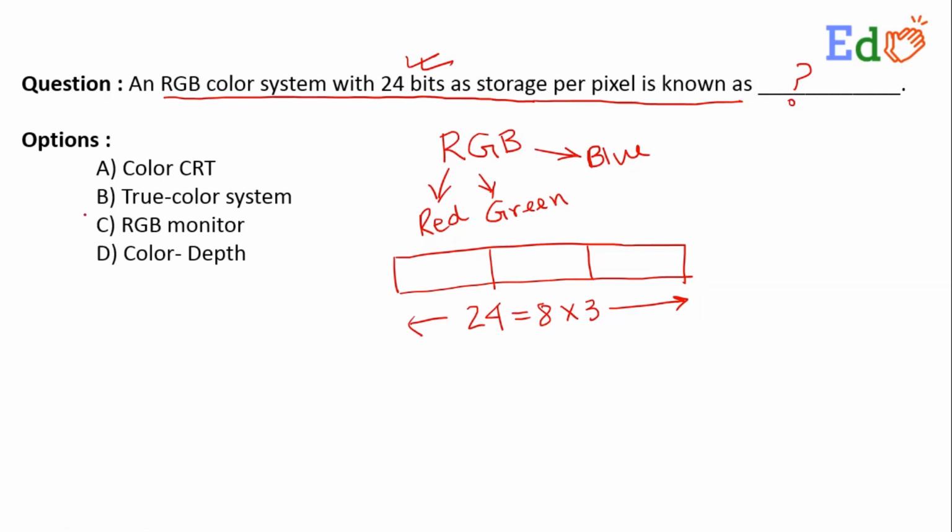So I shall be going for option number B, that is a true color system. We had the other options, but they are not suitable for this purpose. So we shall be going for option number B, that is a true color system.